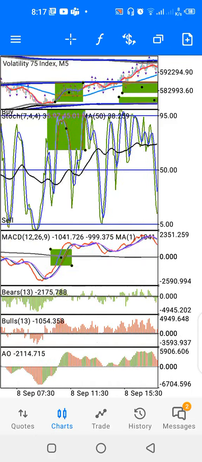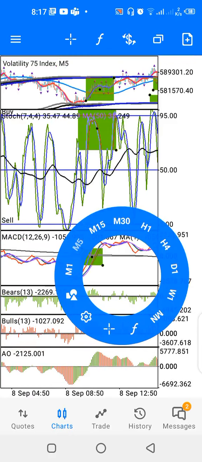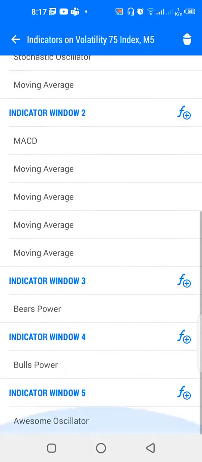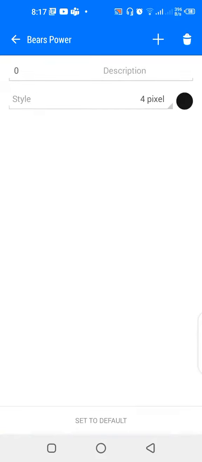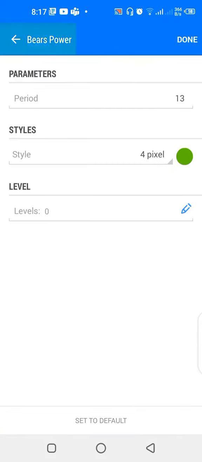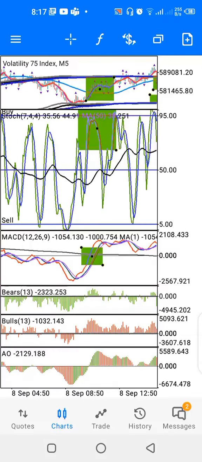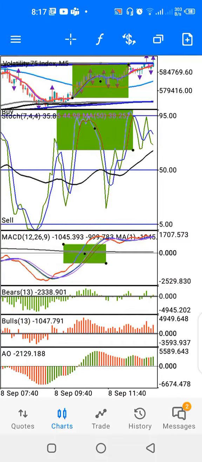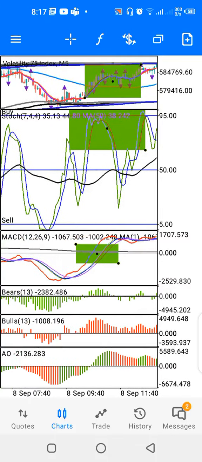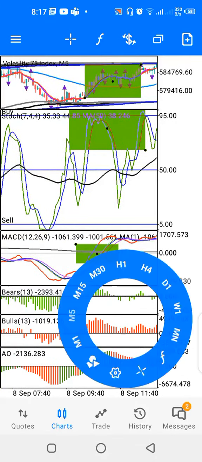Let's go to indicator window 3. Let's look at the parameters. It's just one indicator, BS power. The period is 13, color is green, level is 0. So BS power at the point of buying. BS power is relevant only at the point of buying.